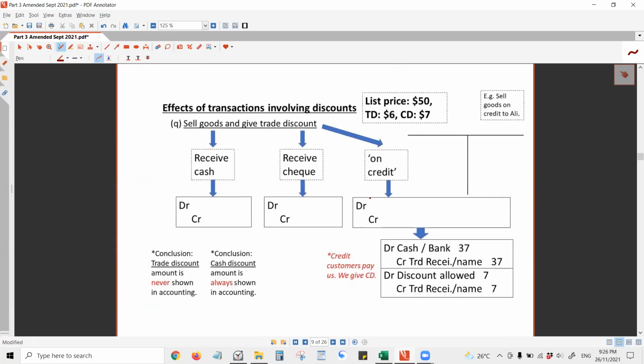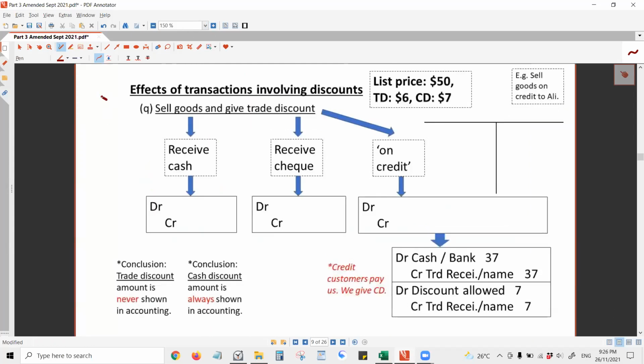Okay, now we look at when you are doing T accounts, how should you show the amounts? Now look at this transaction Q. Sell goods. So who are we in this flow chart? Sell goods means we must be the supplier. Sell goods and give trade discount.